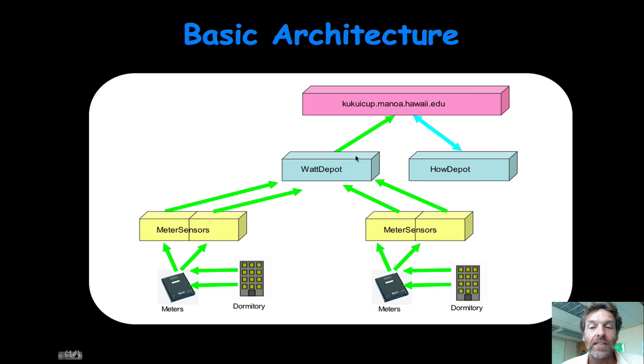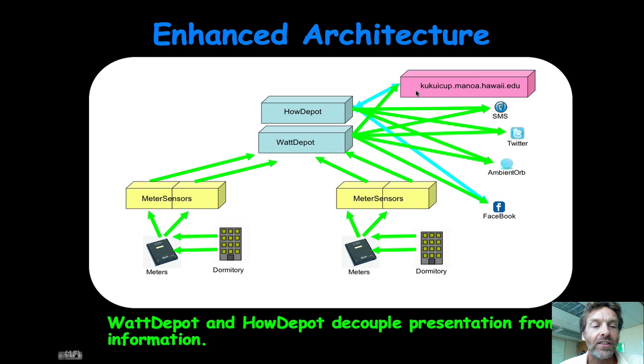So here's the basic architecture of the system. You can see that we have these sensors that are going to collect data from meters in the dormitory, and there'll be two services, a Watt Depot and a How Depot. The Watt Depot supports energy data, and the How Depot provides behavioral data, which can be presented to the user through some kind of public website. That's the basic architecture.